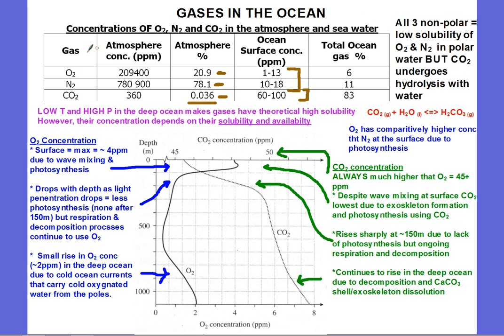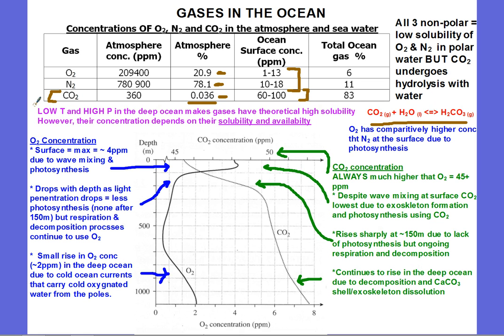And all three of these gases are non-polar. Oxygen, nitrogen, and carbon dioxide are all non-polar, which would suggest low solubility in the polar water solvent. But we do know that carbon dioxide undergoes the hydrolysis reaction with water, which is over here, and because it reacts with water to produce carbonic acid, that means it's highly soluble in water.